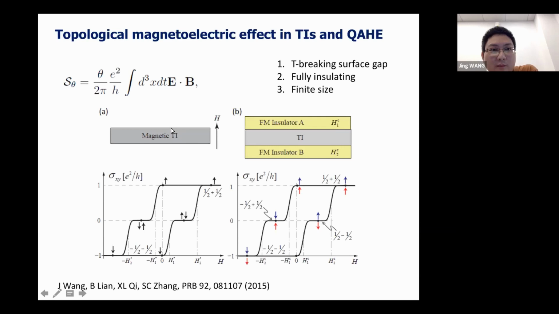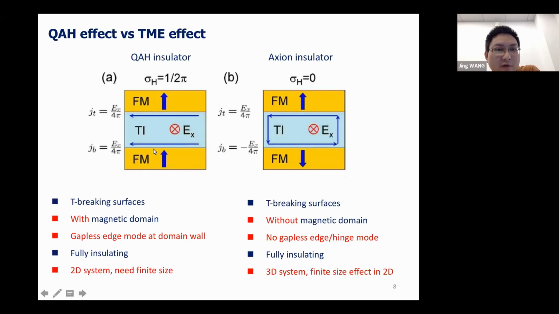But this zero Hall conductance is actually the basis for a topological magneto-electric effect. People usually call this state the axion insulating state. So to realize this topological magneto-electric effect, you need T-breaking surfaces, which are gapped by the ferromagnetism. Also, you need a fully insulating state in the bulk. And then you need to have finite size effect, because theta is only quantized in three dimensions, where theta equals pi. But in the thin film case, theta is no longer quantized, deviating from pi, but you still get this isotropic topological magneto-electric field.